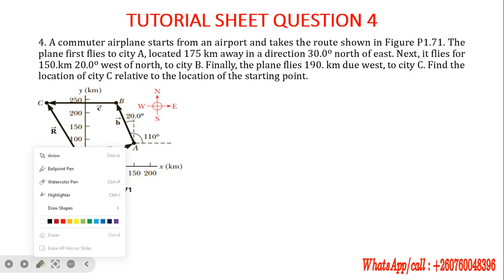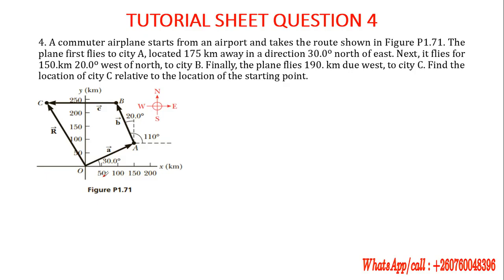Just like I said, we need to resolve the x and y component for each leg, from O to A, then from A to B, as well as from B to C. You get? Yes, because our aim is to find the location of C relative to the location of what? The starting point. So let's start with our O to A. Once we're done, we'll move to A to B.